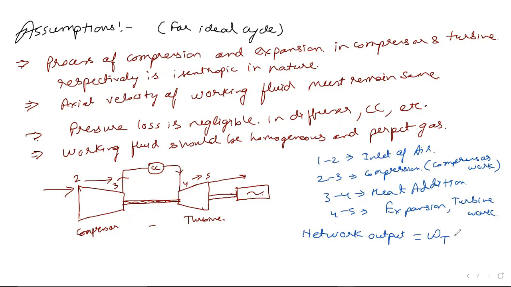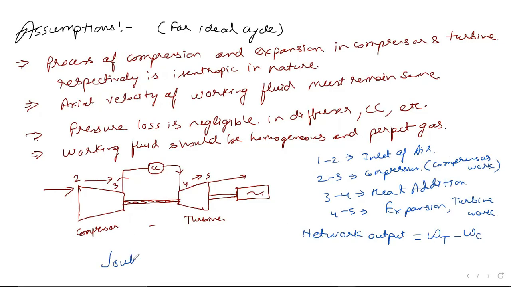It is the work of the turbine minus the work of the compressor. This cycle is the Joule cycle, or Brayton cycle. There are various cycles: the Otto cycle is there for the petrol engine, the Diesel cycle for the diesel engine, and the Stirling cycle is also there.